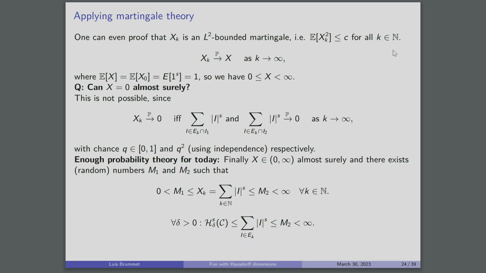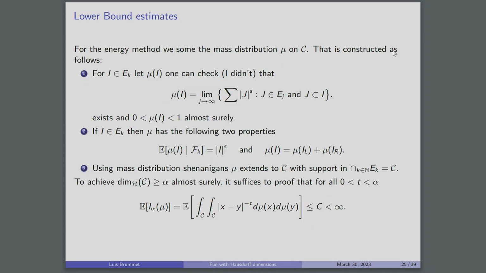But enough probability theory for you today. I know that not all of you took the course. Basically, what that allows is you can find random numbers m1 and m2, such that you finally have your upper bound, which is actually finite. All right. So let's go for the lower bound estimates.